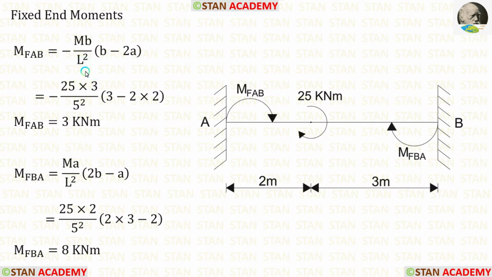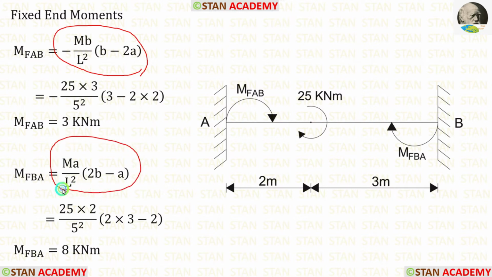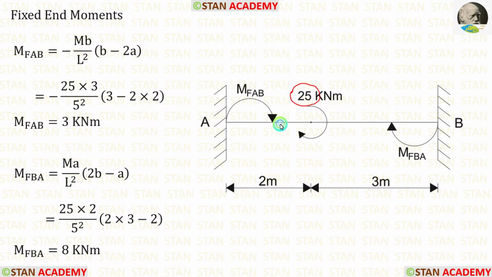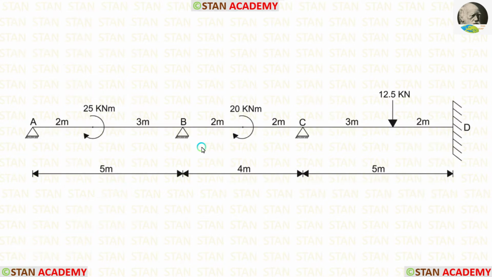The formulas to calculate the fixed end moments are minus Mb upon L square into (b minus 2a) and Ma upon L square into (2b minus a). Here M is 25, a is 2, b is 3. When we apply the values inside the formulas, we are getting M of AB and M of BA.